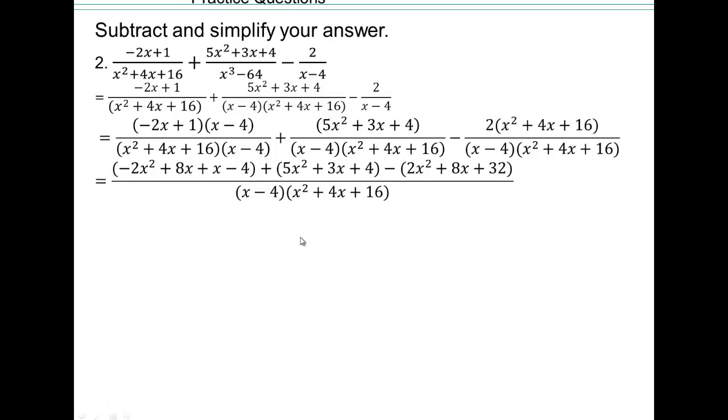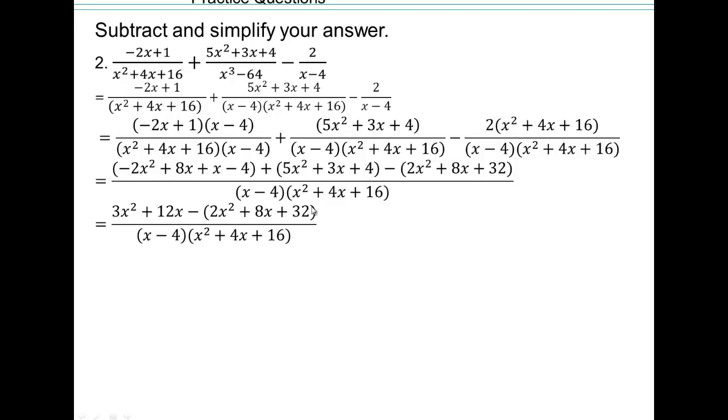Now add like terms. -2x squared plus 5x squared will add up to 3x squared. 8x plus x plus 3x will give us 12x. -4 plus 4 will give us 0. And then we still have -2x squared plus 8x plus 32. Now we want to combine like terms here.